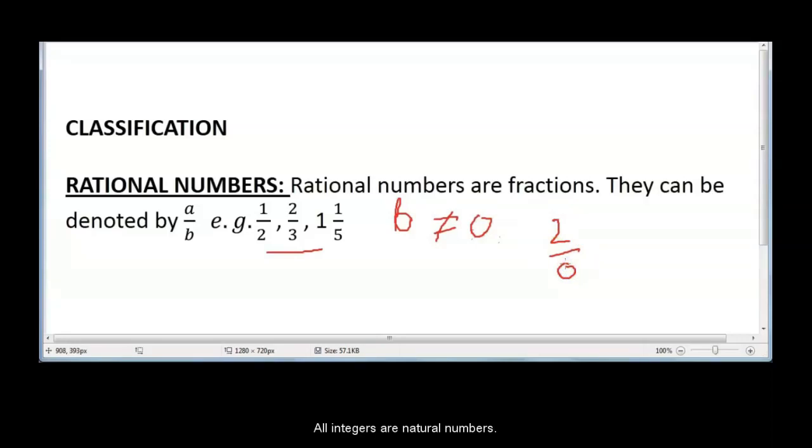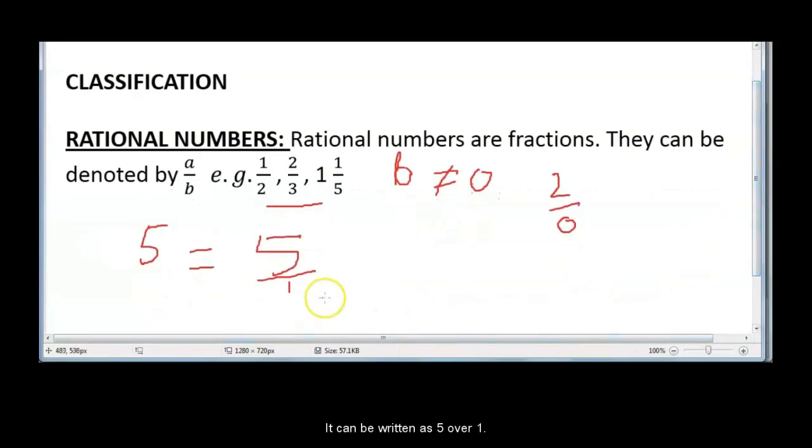All natural numbers are integers. All integers and natural numbers are rational numbers. So we can say that 5 is a rational number. Not all integers are natural numbers. Now, if 5 is a rational number, that means it can be written in fraction form. It can be written as 5 over 1. This is a rational number.